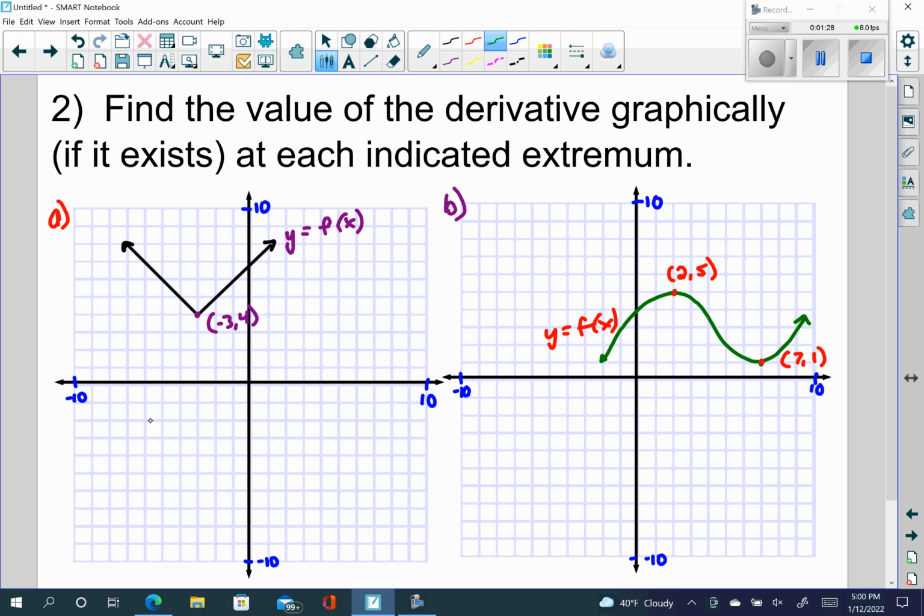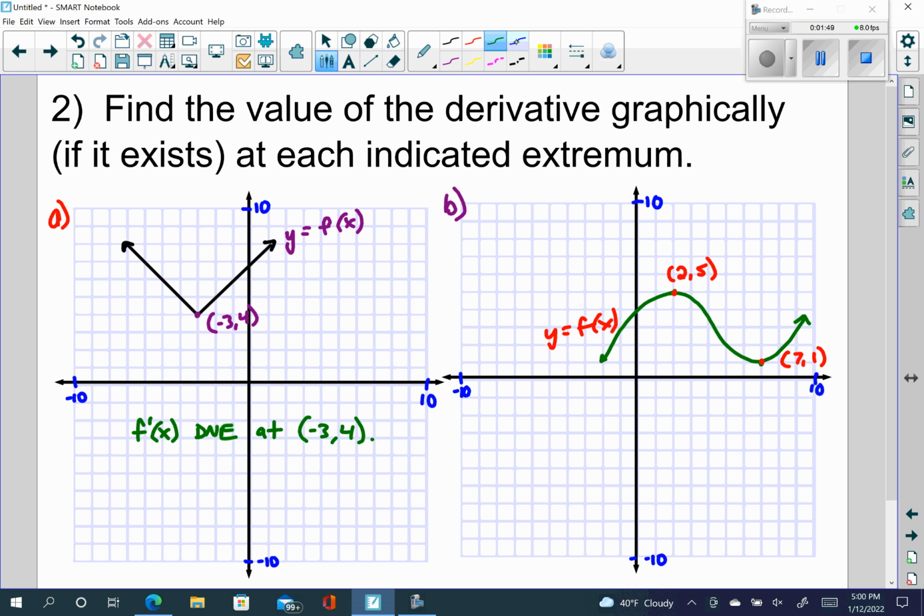All right, so let's see what you're coming up with. For A, we could just say f prime of x, and the indicated extremum here is this point at negative 3, 4. Because it's a corner, we would just say our derivative does not exist, or it is undefined, at the point negative 3, 4.